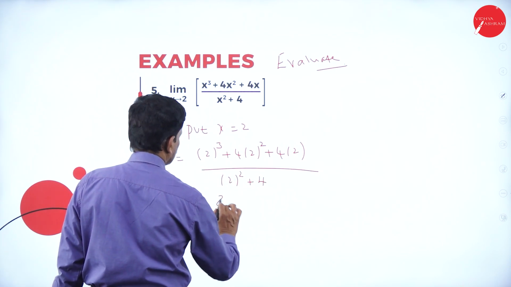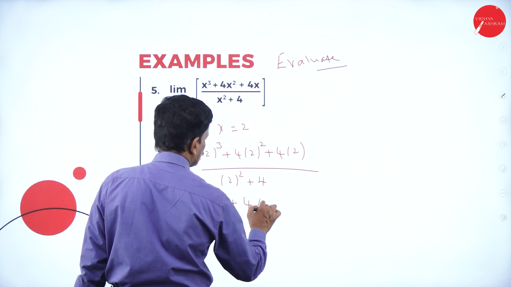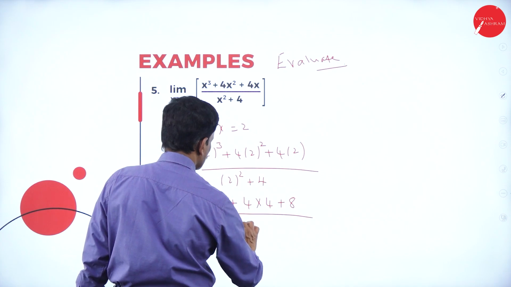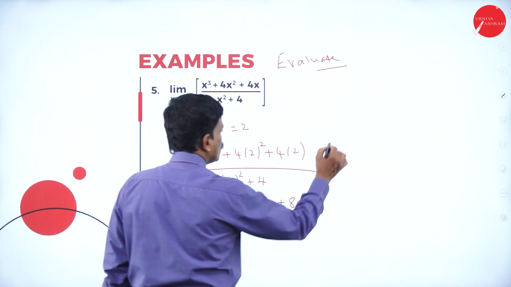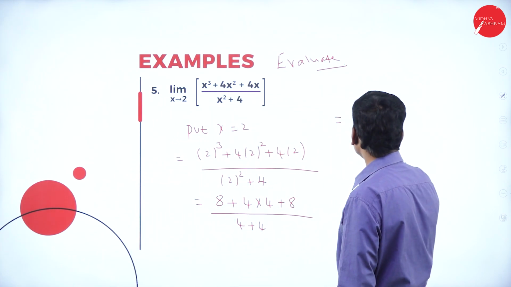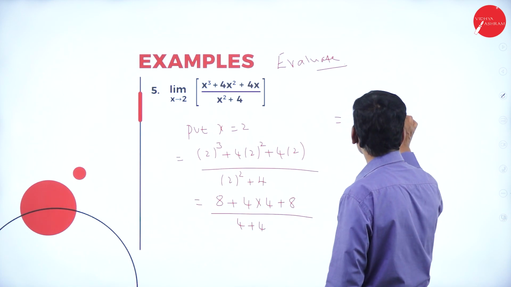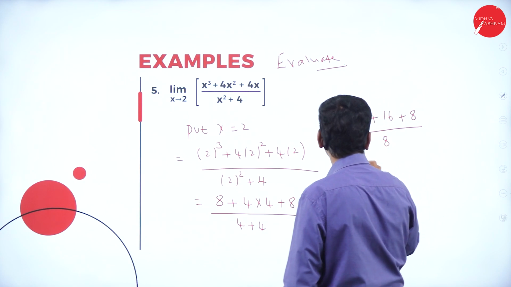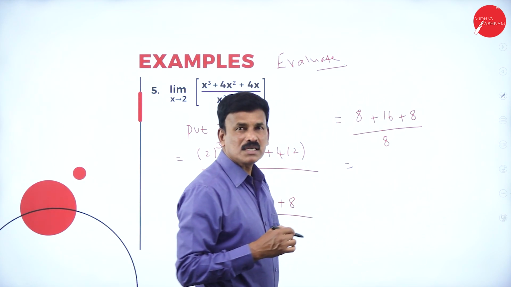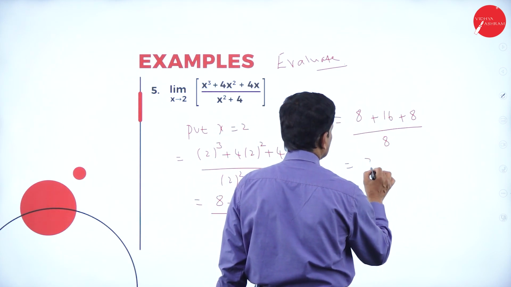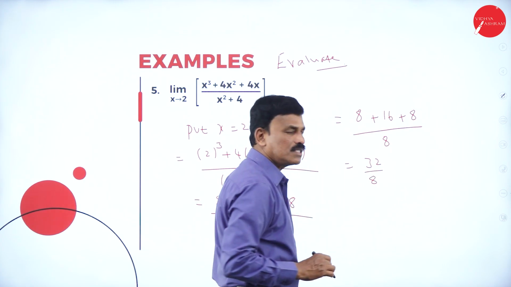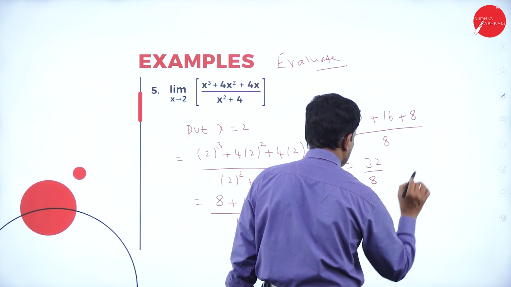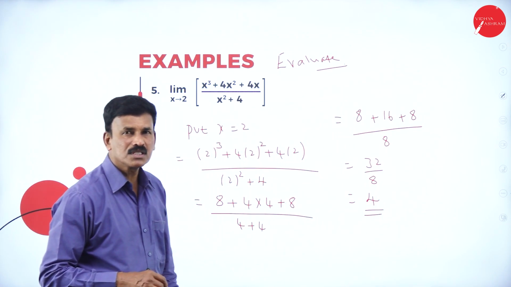So 2 cube, 2 2s are 4, 4 2s are 8, plus 4 into 2 square is 4, plus 4 into 2 is 8, divided by 2 square, 2 2s are 4. So this can be written as 8 plus 4 4s are 16 plus 8 divided by 4 plus 4 is 8. So 8 plus 8, 16, 16 plus 16, 32 divided by 8. So what is this equal to? 4, 8 4s are 32. That's equal to 4. That's all. So the simplified answer for this is 4.